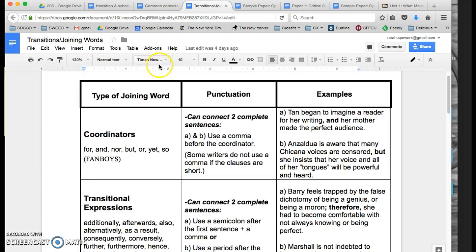We're going to look at transitions first. So coordinators, not really going to talk about those because honestly you all already know about them, even if you don't know you know about them. You've been doing this since, I don't know, 2nd grade. It's just comma and, right, comma, but, comma, or comma, yet. So you already know this, but more importantly, it works to connect 2 complete sentences. Okay, that's all I'm going to say about that.